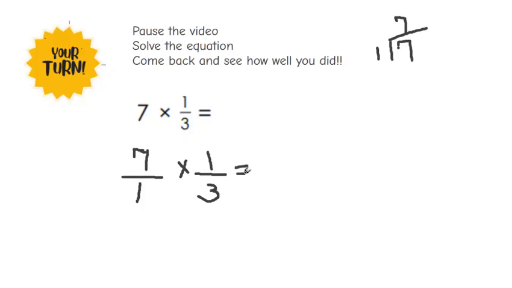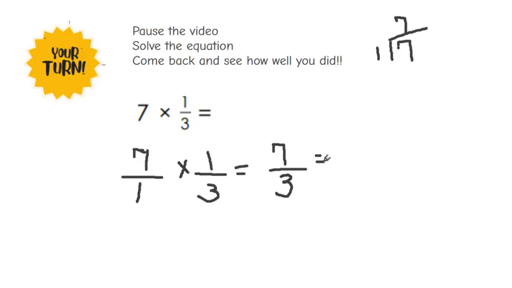Now we can multiply across. Multiply the top, multiply the bottom. 7 times 1 is 7, and 3 times 1 is 3. We've talked a lot about always simplifying your answer. This is an improper fraction. It is correct, but let's turn it into a mixed number. We want to simplify our answer to make it easier to understand.